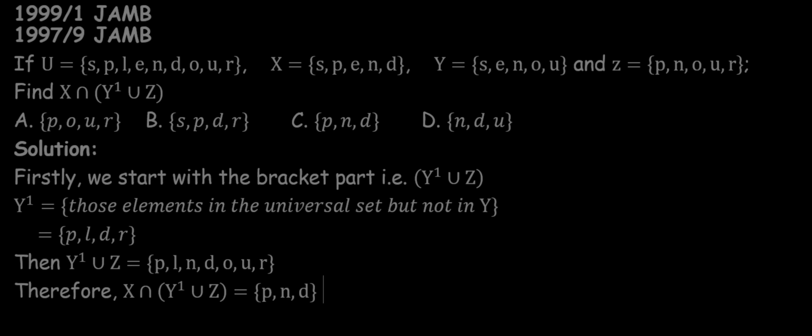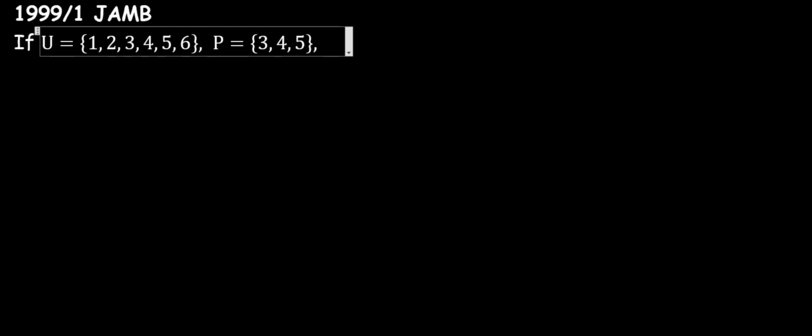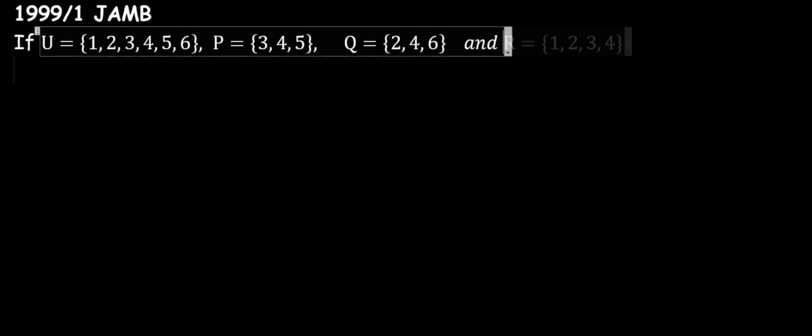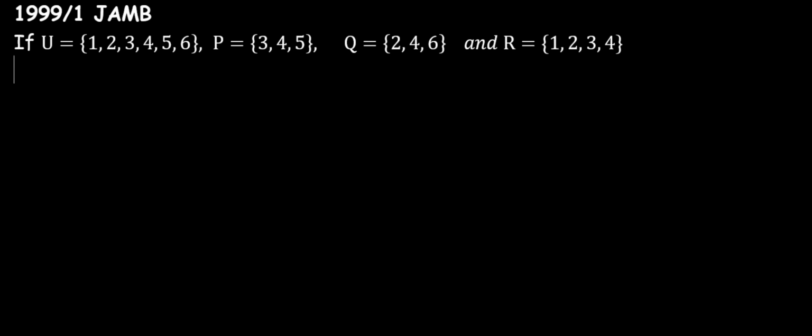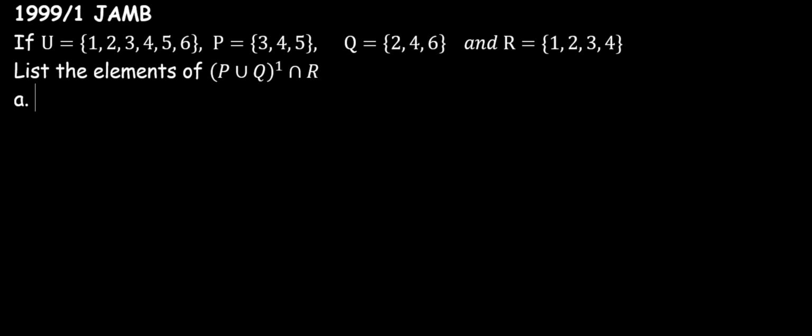Another example. If the universal set is equal to 1, 2, 3, 4, 5, 6, and the set P is equal to 3, 4, 5, and the set Q is equal to 2, 4, 6, and the set R is equal to 1, 2, 3, 4. List the elements of (P union Q) prime intersection R. The options are given.